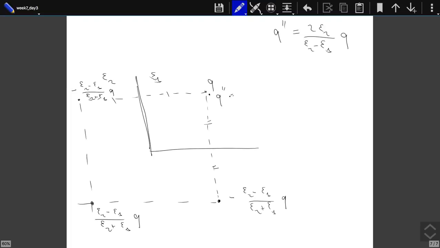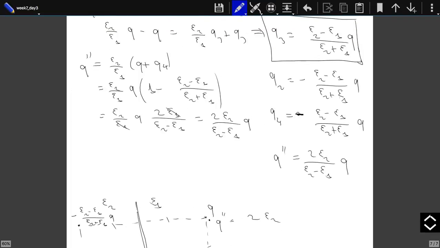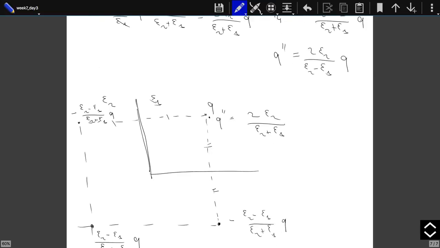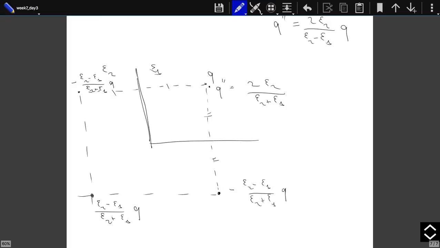And this Q double prime is twice epsilon 2 over epsilon 2 plus epsilon 1. Now we can check several limits. If there are no two dielectrics, if it's a homogeneous dielectric, you see in region 1, you don't see any of these image charges. Well, that is expected. There is no charge anywhere. There is no interface to create those image charges if epsilon 1 is equal to epsilon 2.